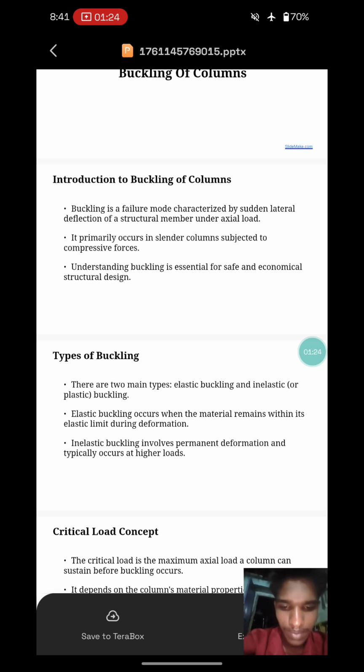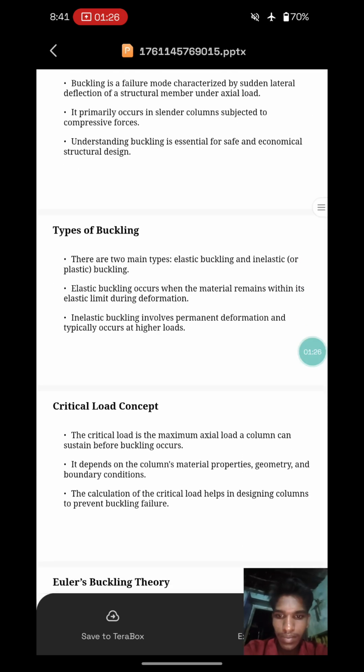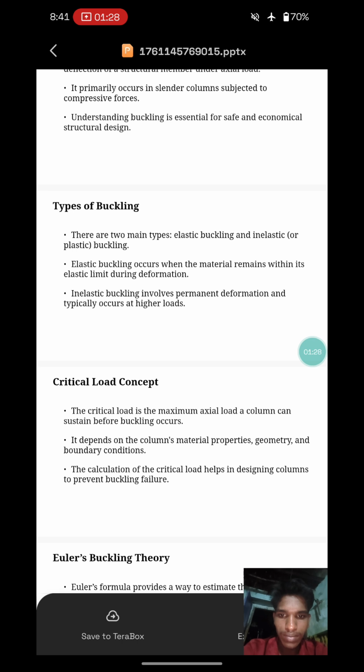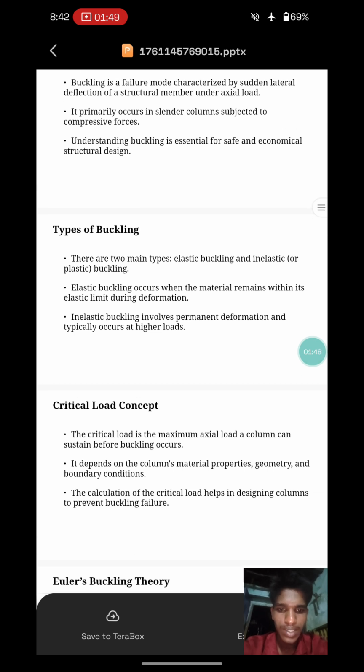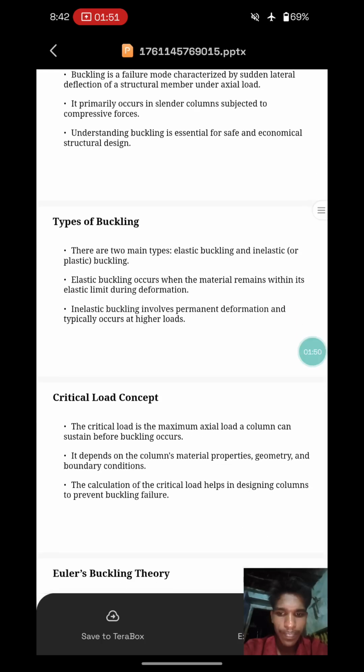Critical load and onset. The critical load is the maximum axial load a column can sustain before buckling occurs. It depends on the column material properties, geometry and boundary conditions. The calculation of critical load helps in designing columns to prevent buckling failure.